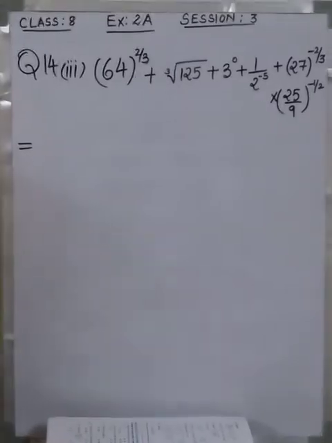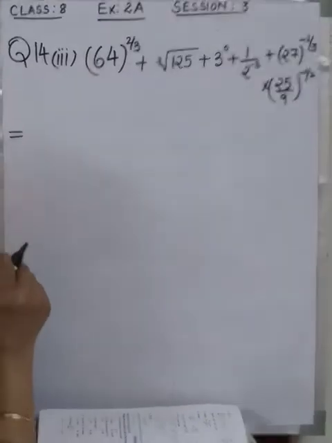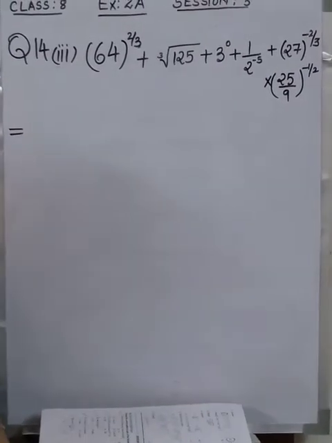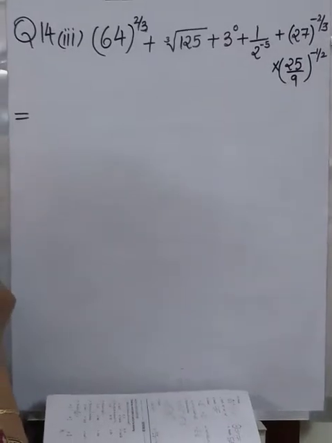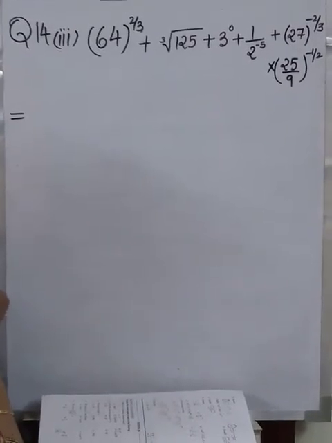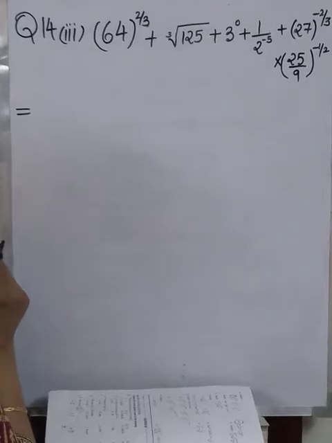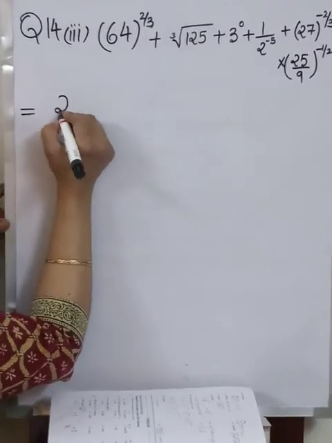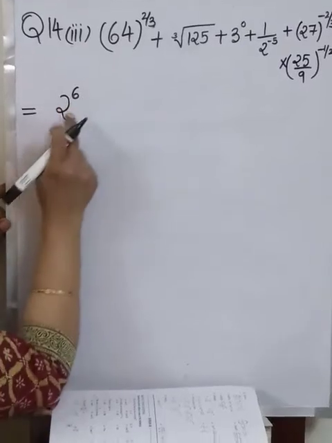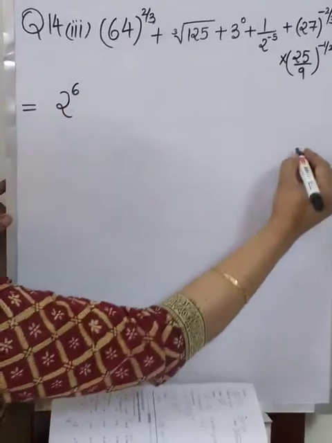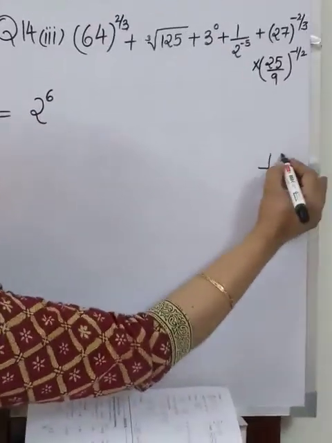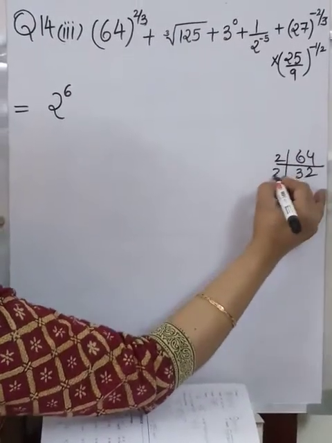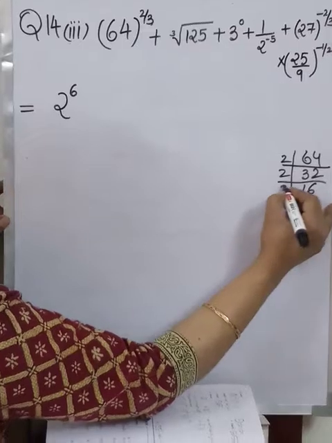64 is 2 to the power, see 32 is 2 to the power 5, 32 twos are 64, so one more power is going to be added, so it becomes 2 to the power 6. 64 is 2 to the power 6. Those who are having problem in getting this, they can do the prime factorization of 64 and they will get it. See, like this.